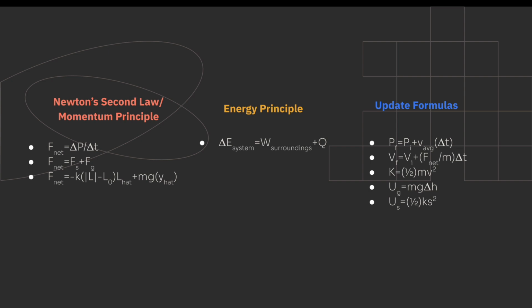Also, the energy principle, which states that the change in energy of the system is equal to the work of the surroundings plus heat. And also some update formulas, which include the position update formula, the velocity update formula, kinetic energy, the potential gravitational energy, and the potential spring energy.